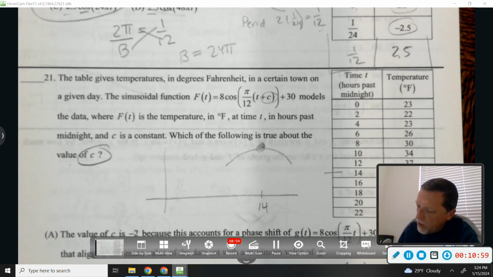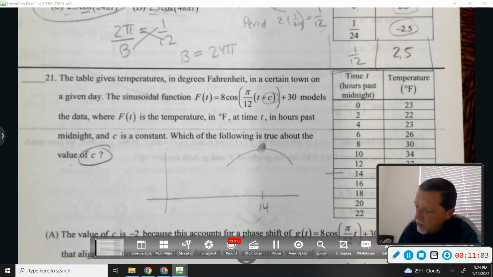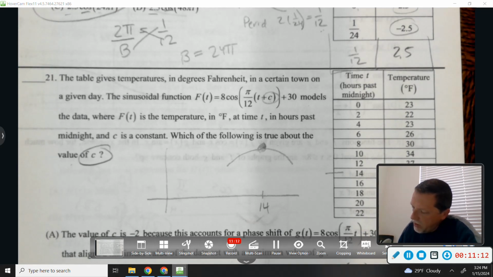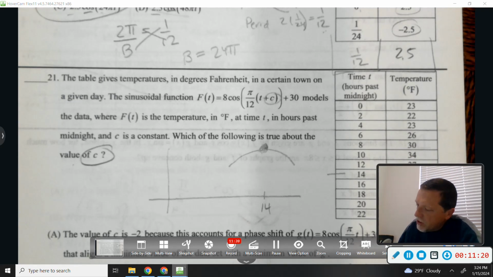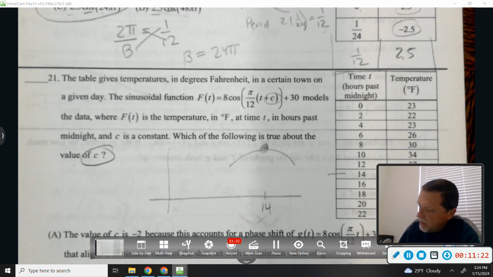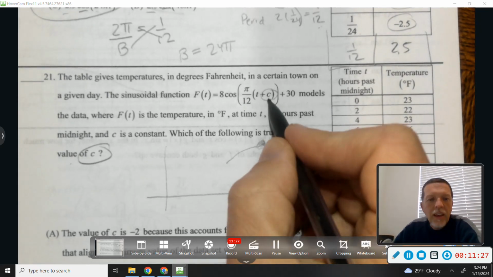Well, minus 14 would move me right 14. Is there something different about these two answers? This counts for a phase shift, not a vertical shift. Vertical shift is up and down. This is not what we're talking about here. C is a left and right shift.